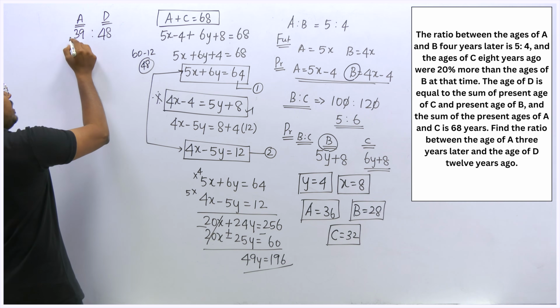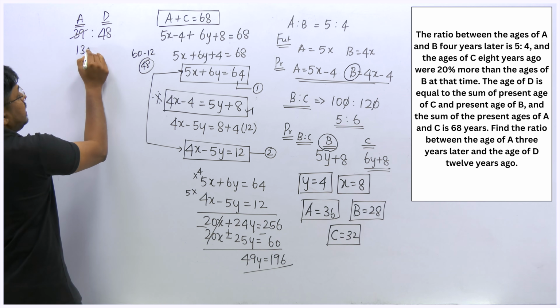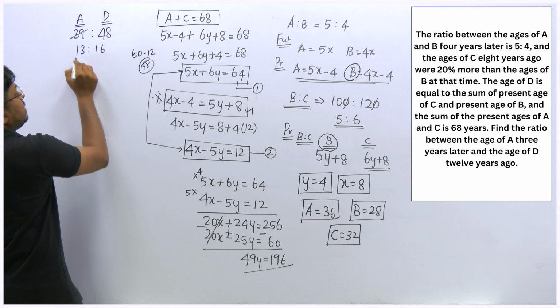So now try to cancel it. When you cancel with the 3 table: 1 three is 3, 3 threes are 9, 1 three is 3, 6 threes are 18.